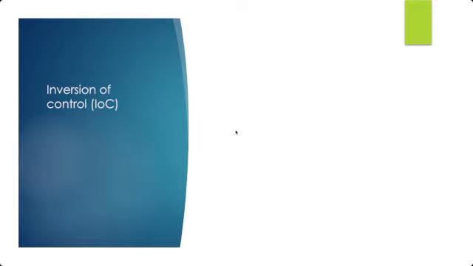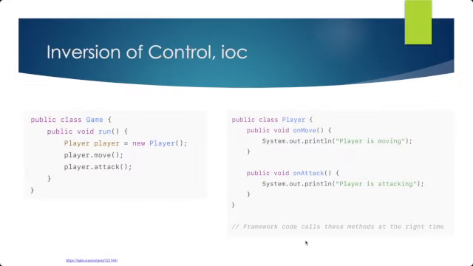I hope that you already saw or listened to something about this principle, but if not, it's normal because it's hard. So, inversion of control is when the flow of control is reversed. Usually, your code calls a library or another class.